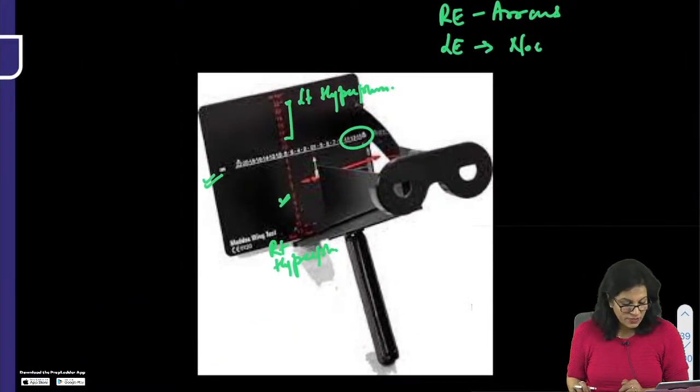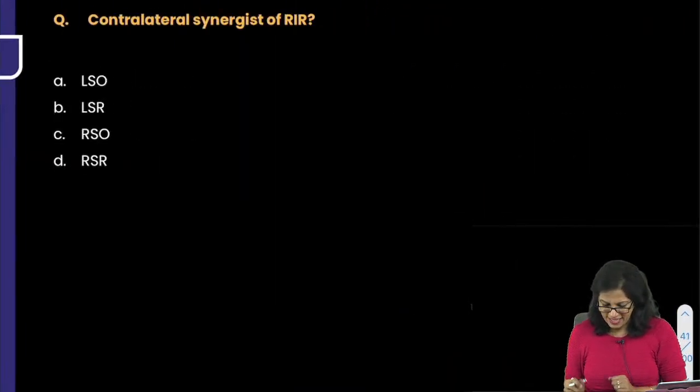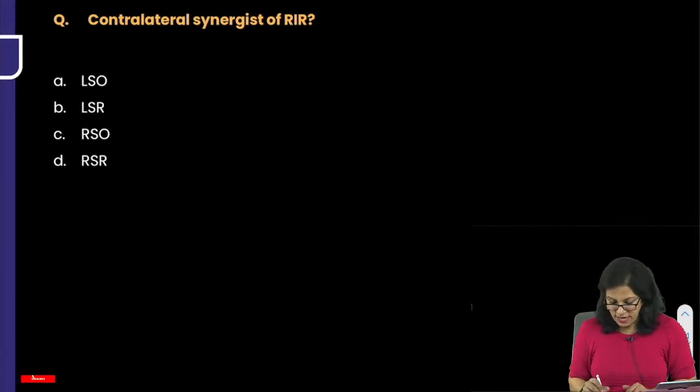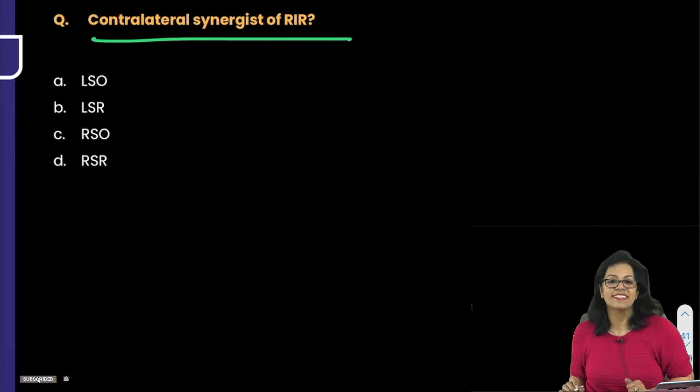Okay. Ayush, it is possible from April, I think we have told. Okay, then we talk about this one. I think everybody can answer this now. What is the contralateral synergist of right inferior rectus?